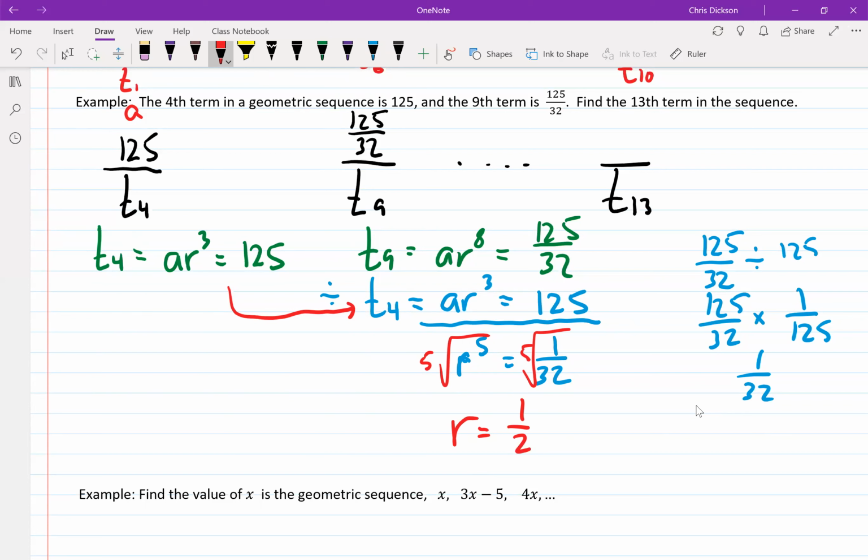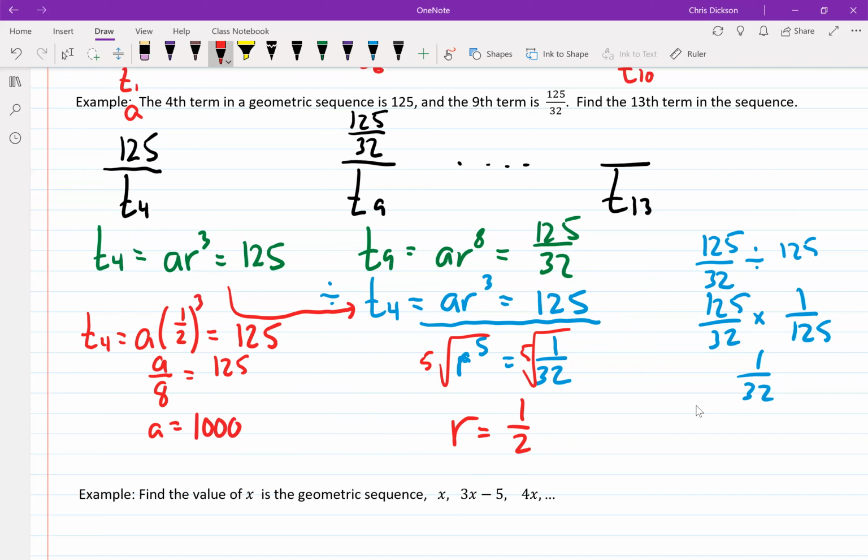Now to find my a value, I just plug it into the equation for any one of them, but I might just do both just to confirm that I'm getting the same a value here. T4 is equal to a times 1/2 cubed, equaling 125. And so this would be a over 2 times 2 times 2, so 8, is equal to 125. So a value here would be 125 times 8, which is 1,000.